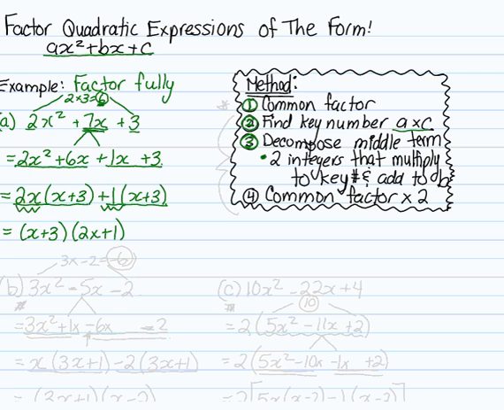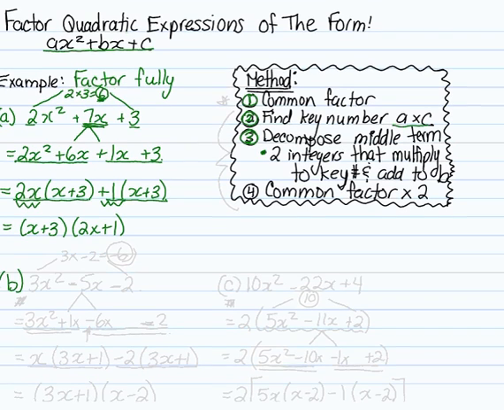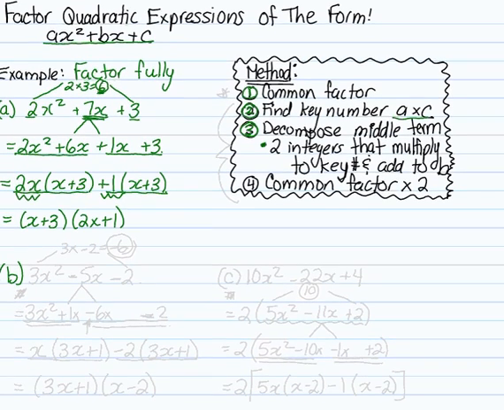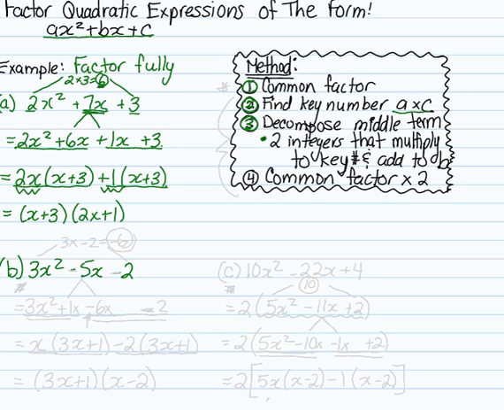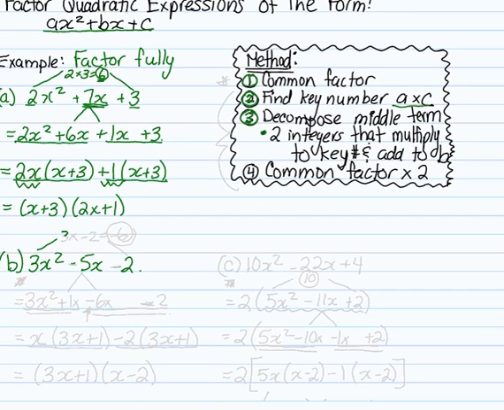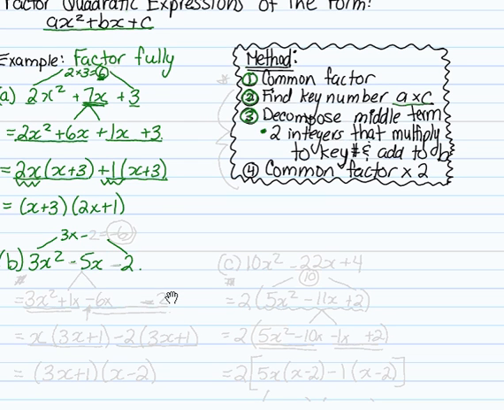Our next example is 3x squared minus 5x minus 2. So once again, we check for common factor, and we do not have one. So we go ahead and find the key number, which is 3 times negative 2. Always keep the sign that's in front of the term. And we get a key number of negative 6.